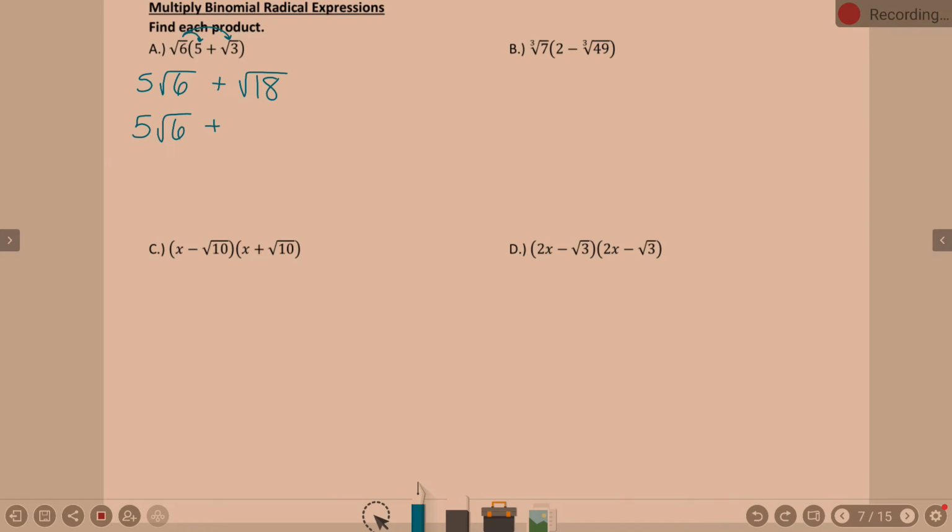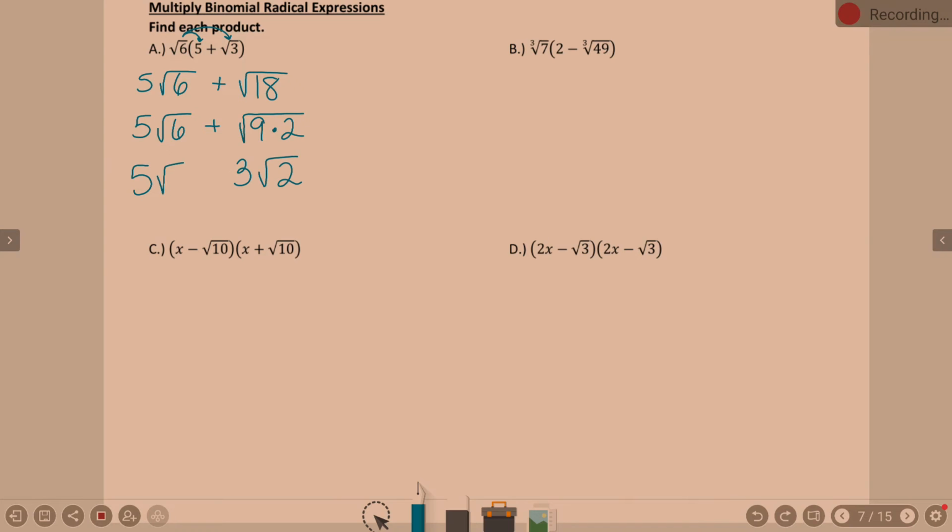18 divides by 9, right? So 18 is 9 times 2. And we know the square root of 9 is 3. So this is going to be 3 square root of 2.